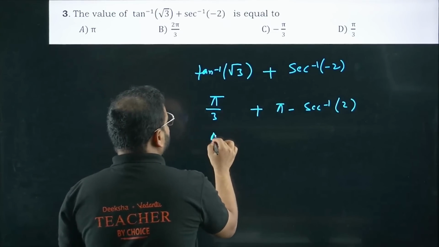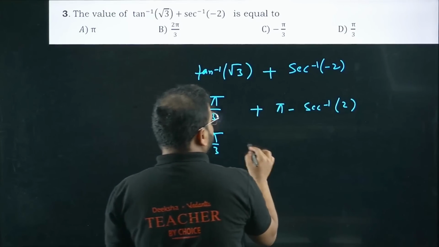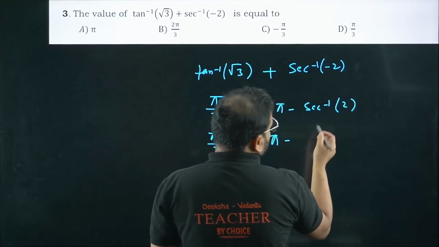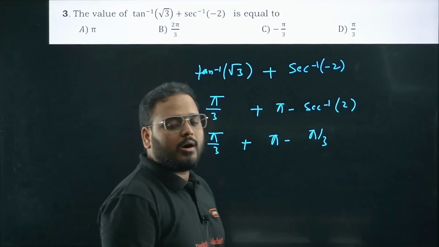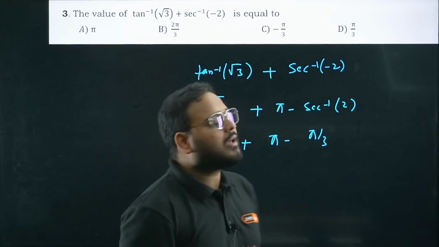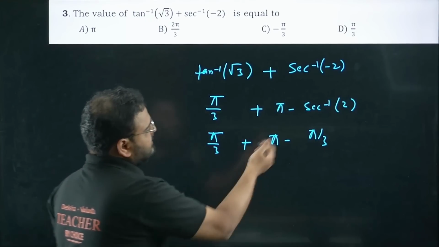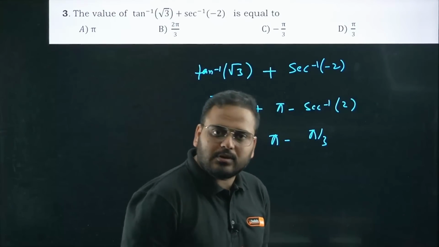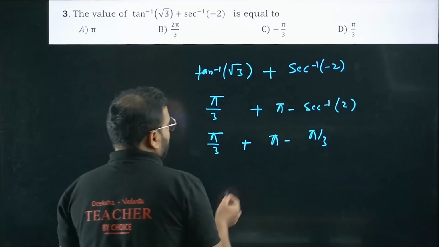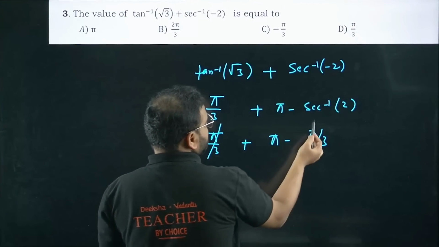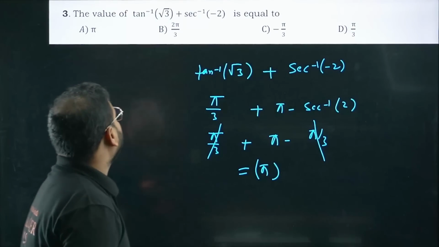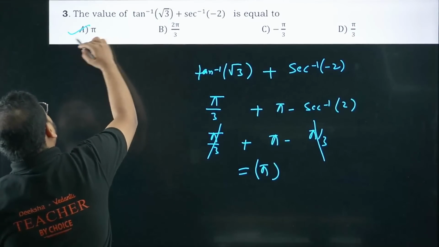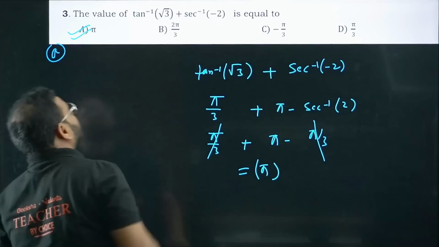What am I getting? Pi by 3 plus pi minus, and I'll have pi by 3 again. Cos of pi by 3 is 1 by 2, so sec will be 2. That's why sec inverse of 2 is pi by 3. You know the special angles. This and this cancel. The answer is simply pi. Option A is correct.